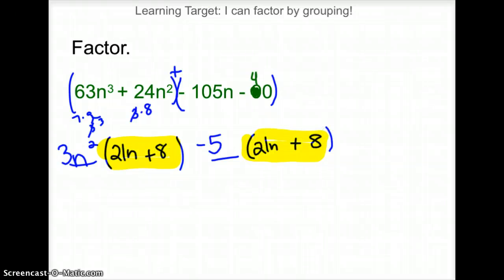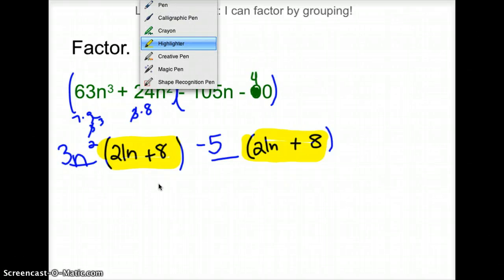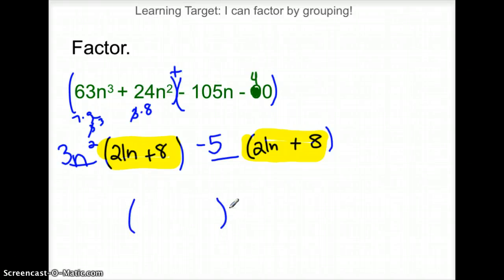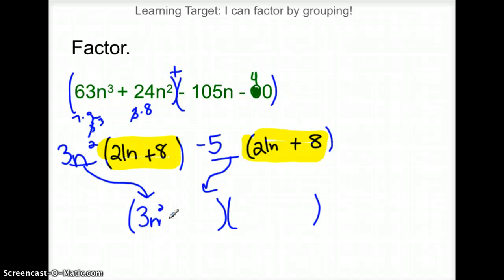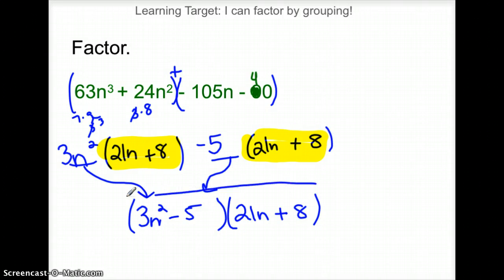Okay, and so my final answer, my two parentheses butted up against each other. Okay, two groups being multiplied. The stuff on the outside, okay, gets smushed together, if you will, into a group. And then whatever was highlighted, that 21n plus an 8. Okay. All right, so that's it for our factor by grouping method.